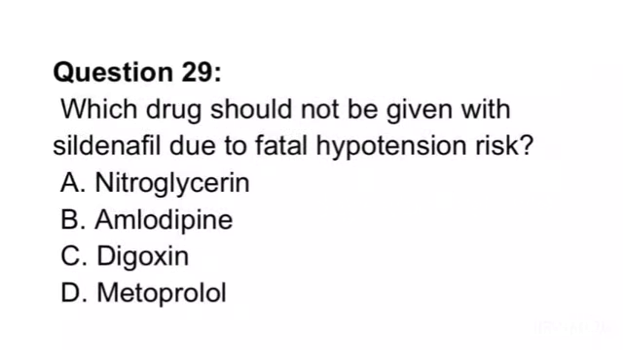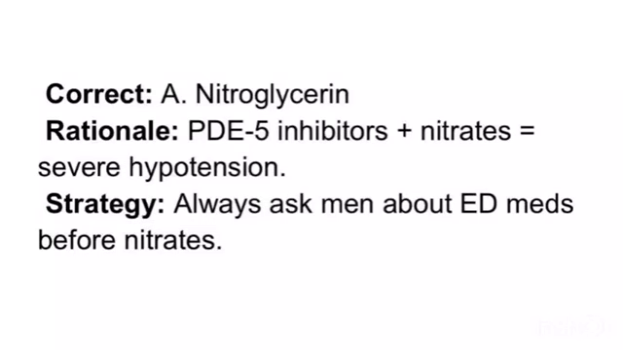Question 29. Which drug should not be given with sildenafil due to fatal hypotension risk? A. Nitroglycerin. B. Amlodipine. C. Digoxin. D. Metoprolol. Correct: A, nitroglycerin. Rationale: PDE5 inhibitors plus nitrates equals severe hypotension. Strategy: always ask men about ED meds before nitrates.